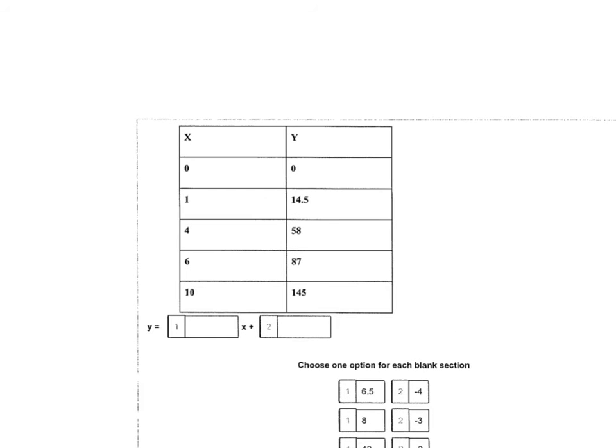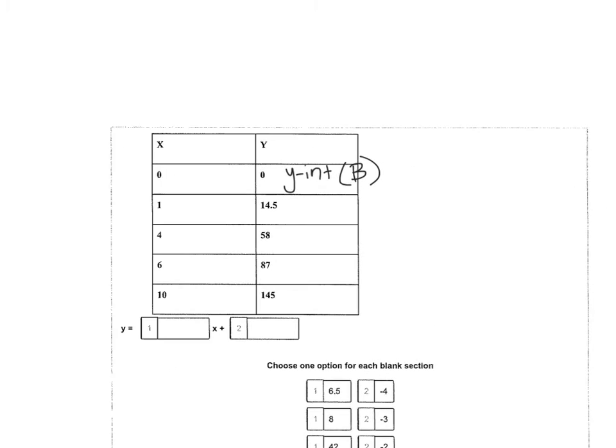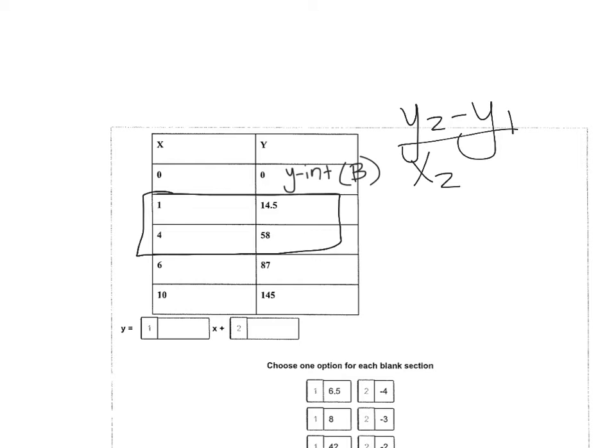And this one, a little bit easier. They gave you the y-intercept, which is your b. And then use whichever ones you want. Probably these two is what I would use in your slope formula. So I've got x1 and y1, x2, y2.